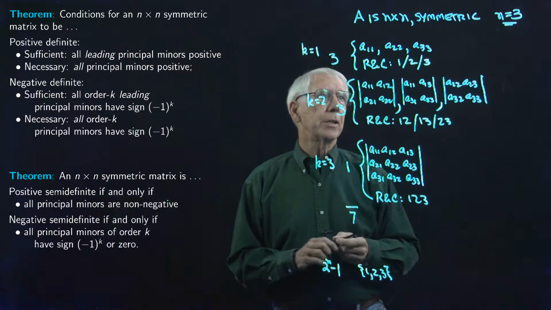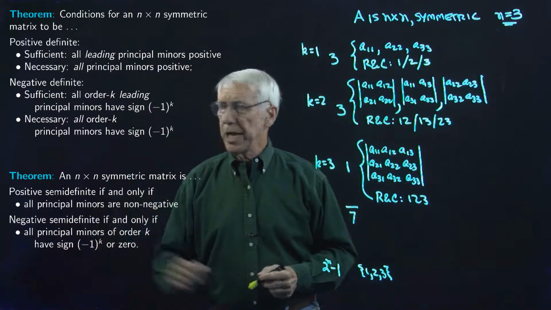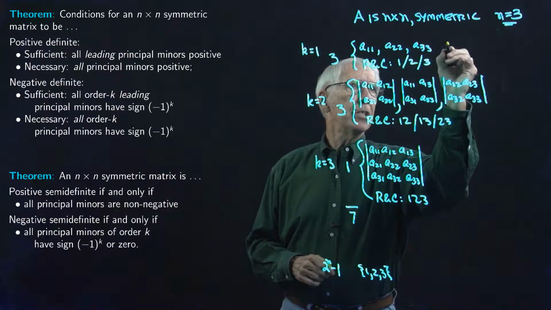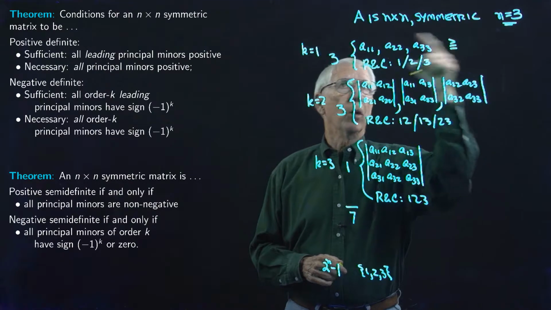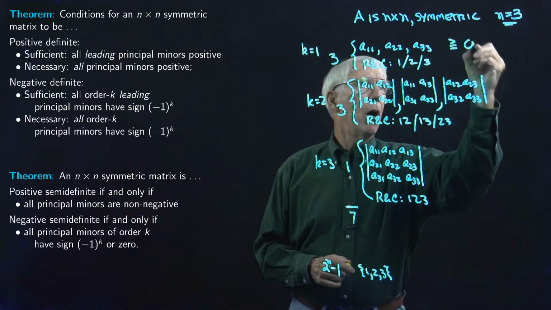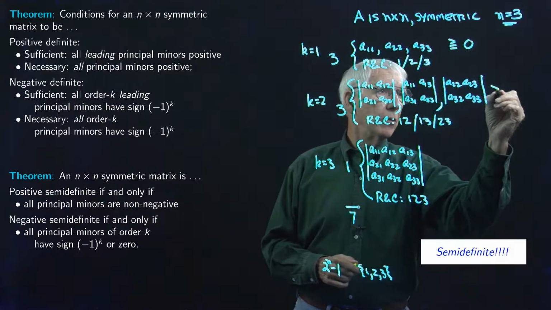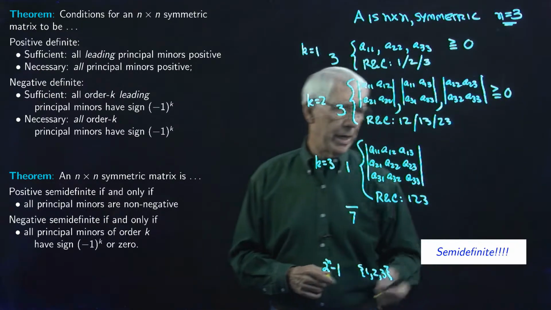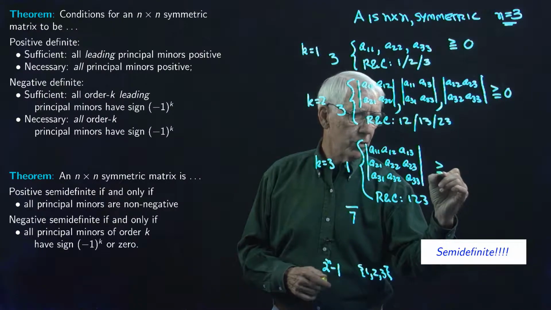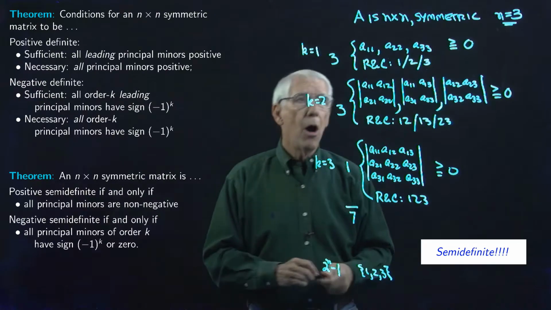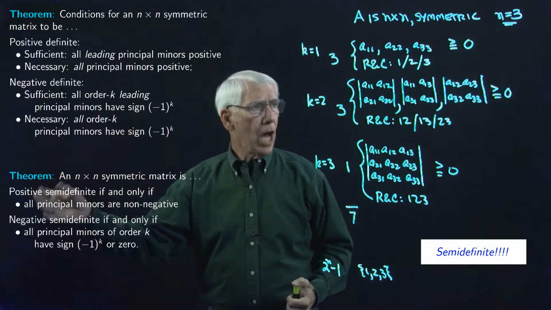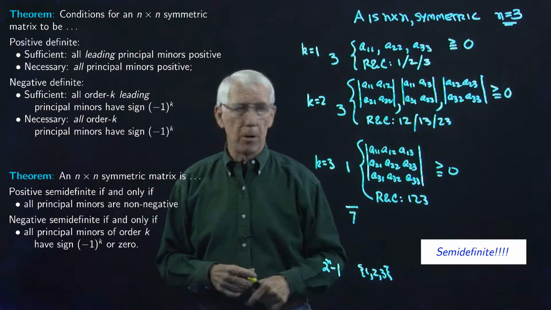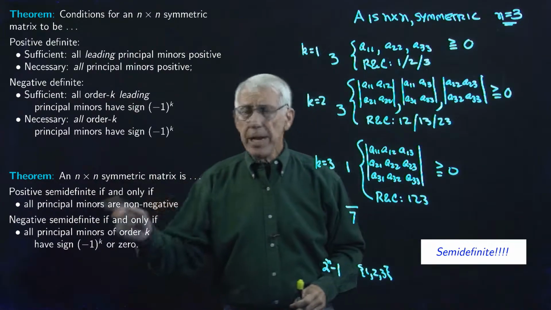And so now let's look at the signs. Our theorem says that it's both necessary and sufficient for a positive definite quadratic form, or positive definite matrix, that all 3 of these be greater than or equal to 0, all 3 of these be greater than or equal to 0, and that this one be greater than or equal to 0. All the principal minors have got to be non-negative, positive or 0.